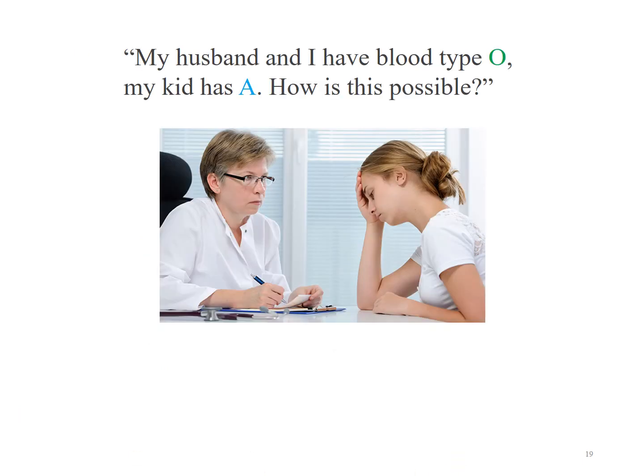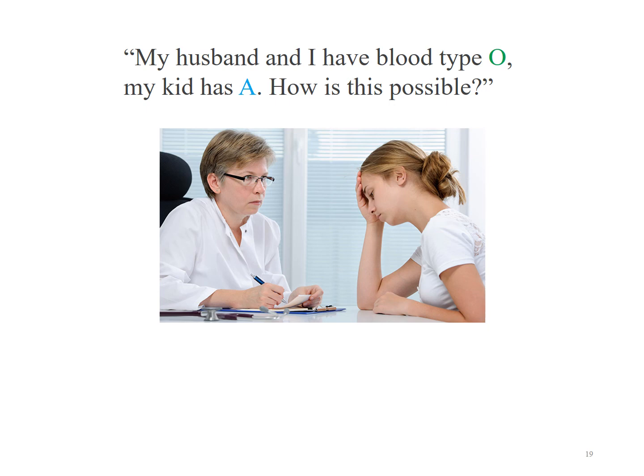Now imagine if you are a genetic counselor and your customer came to you with this question. My husband and I have blood type O, but my kid has blood type A. How is it possible? So what would be your answer? Please pause the video for a while and ponder on this question.